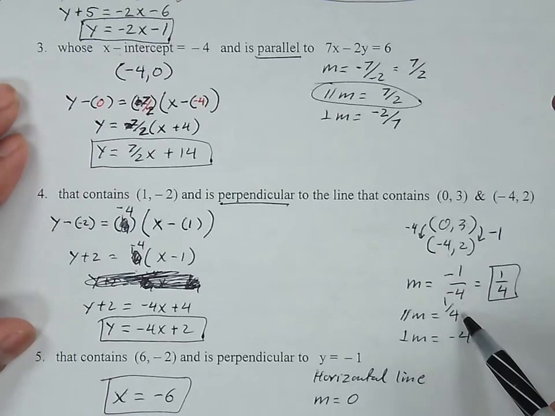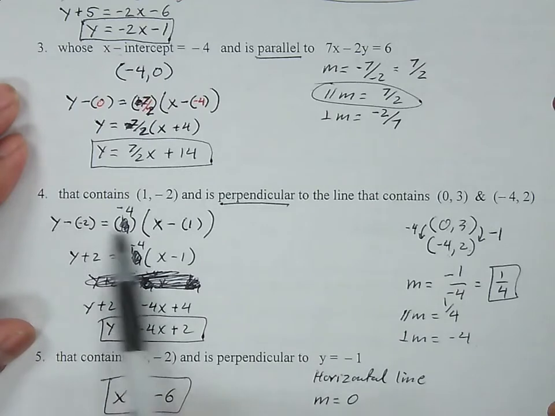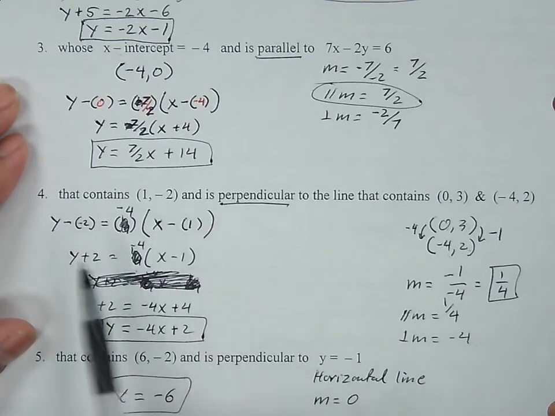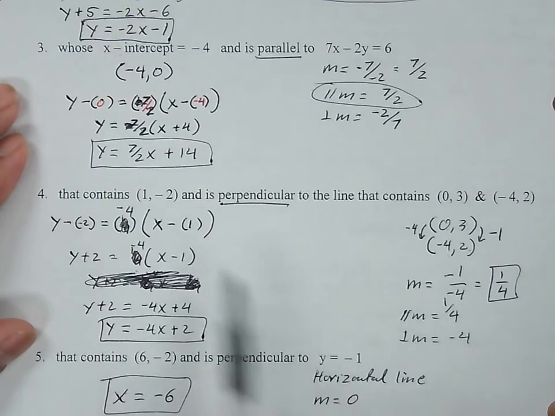Again, m, parallel m, perpendicular m. This time we're looking for perpendicular m, so make sure we put in -4. And again, I plug it straight into the point-slope formula. The -2 goes there, the 1 goes there, the -4 goes in there. Work it out, and we get y equals -4x plus 2.